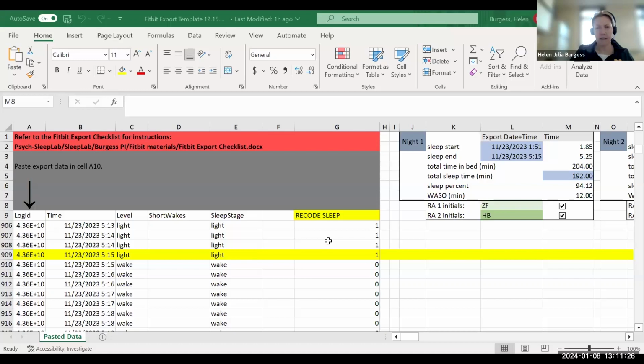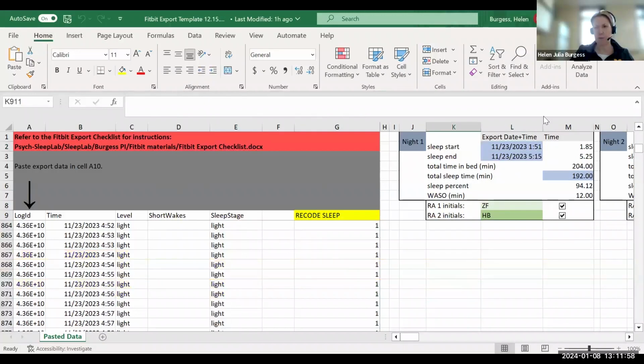So anyway, I'll show you this example here. So yeah, this is what the output looks like. You can see the date and the time. It spits out different metrics: level, short wake, sleep stage. We have been in contact with Fitabase, and we do have a coding that basically codes all of that either into sleep or wake. That's all we need to know for our analyses. So night 1, Fitabase essentially says this person fell asleep at 1:51.